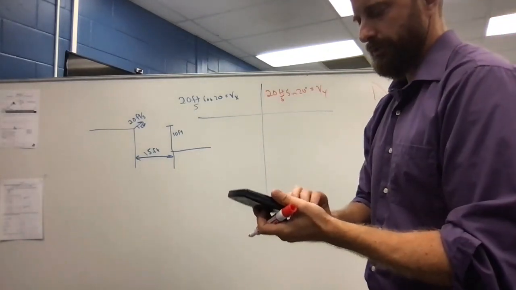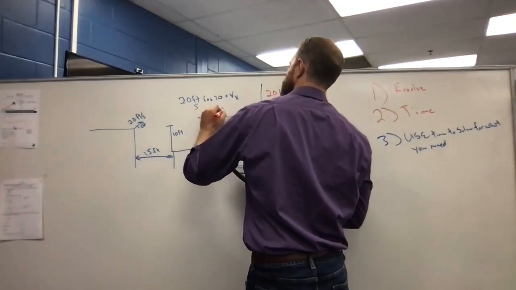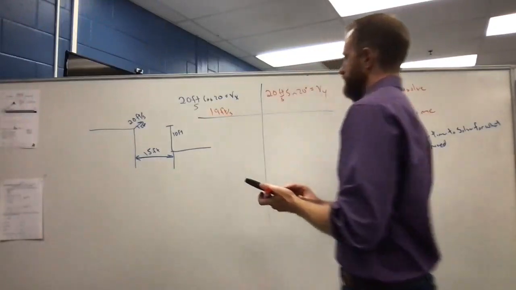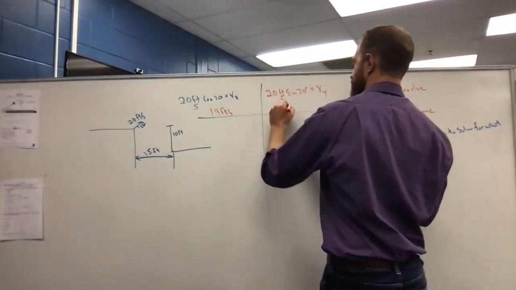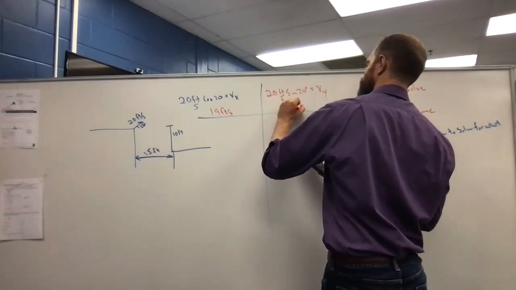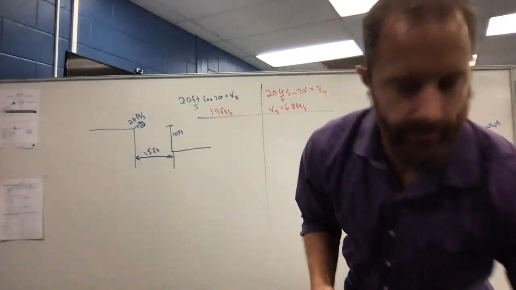So 20 cosine 20, my velocity in the x direction is 19 feet per second. Whoops, I got my colors mixed up. And 20 sine of 20 is going to be 6.8 feet per second in the y direction and in the x direction.